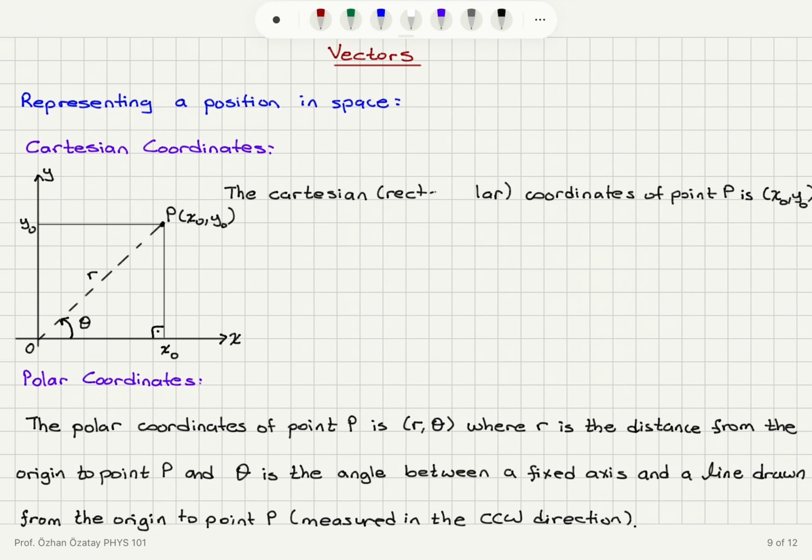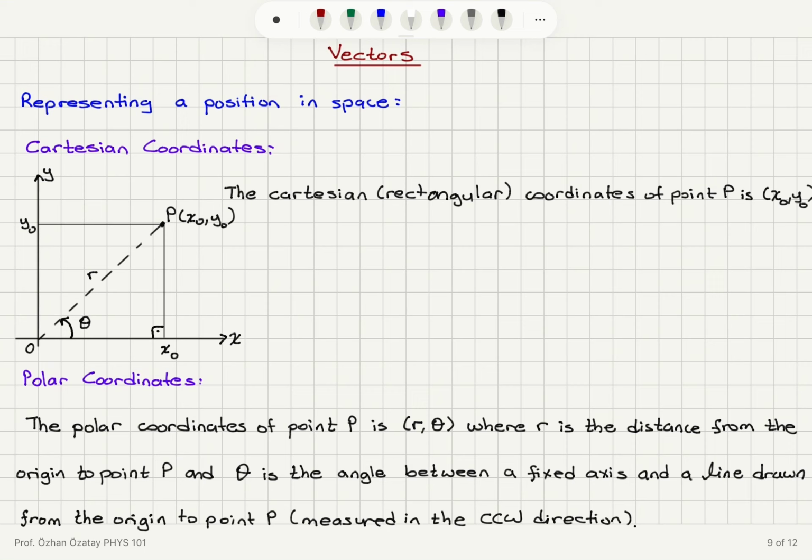Okay, now we're going to talk about vectors, and vectors are physical quantities that have a numerical value, a dimension, a unit, plus a direction. So first, let's start with representing a position in space. How do we represent a position in space? One choice is to use Cartesian coordinates. Cartesian coordinates are also known as rectangular coordinates.